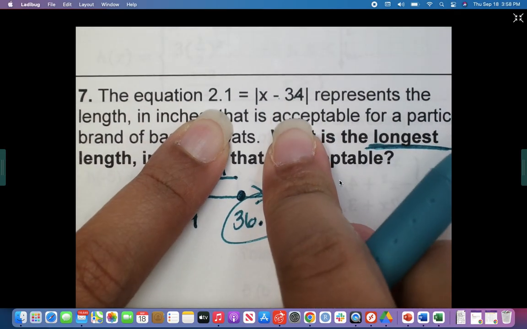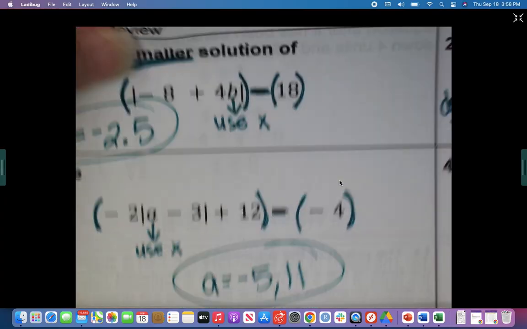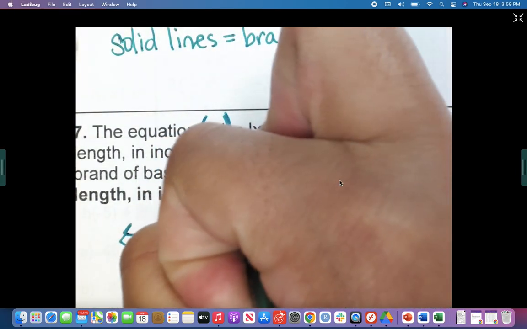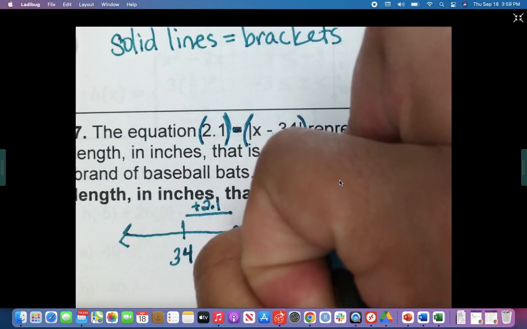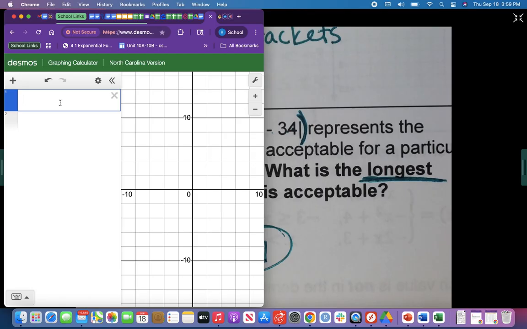You could also see this is an equation. So just like we did up here, to solve an equation, left side minus right side. So you can also do this the same way. So I'm going to put parentheses minus parentheses. So I'm going to type that in, and then I want the longest, which would mean I want the larger or the bigger solution. So this time, instead of the solution on the left, I want the solution on the right. So left side minus right side, I'm going to plug it in, so 2.1, and then this one was the absolute value of x minus 34.